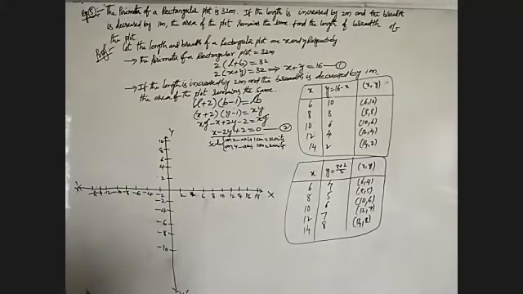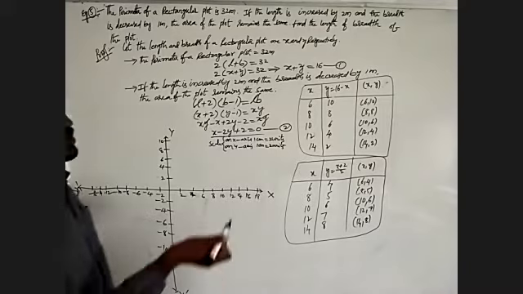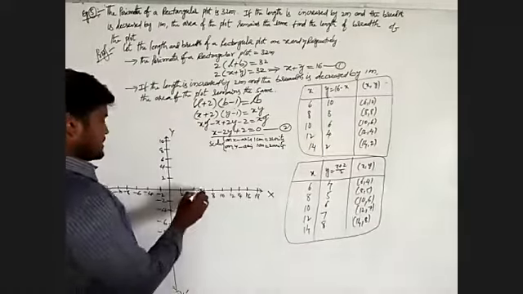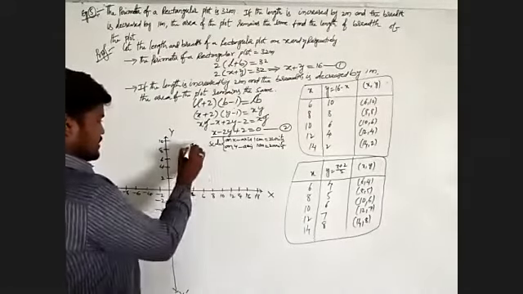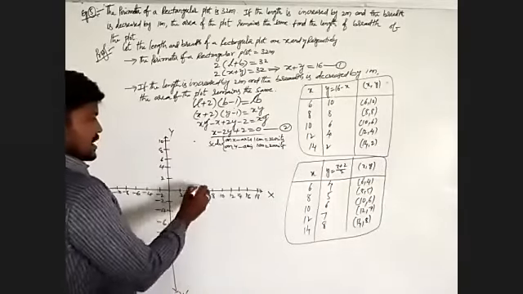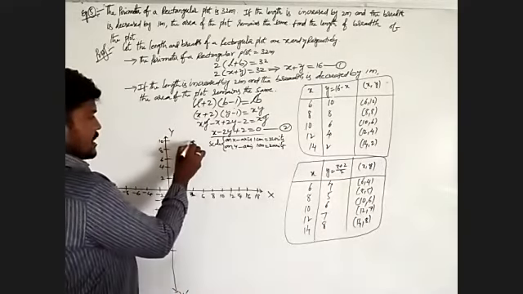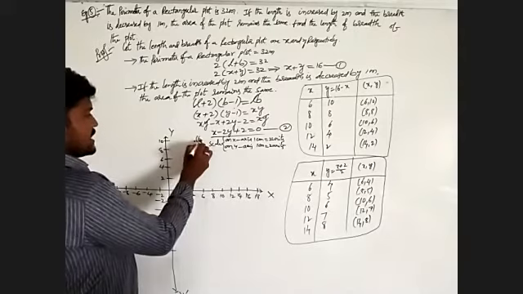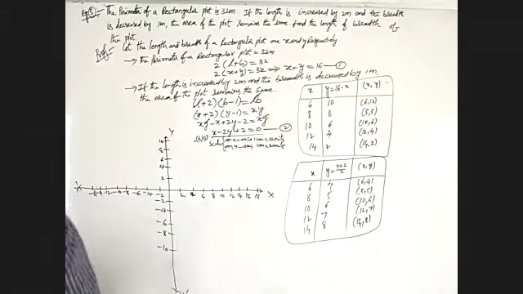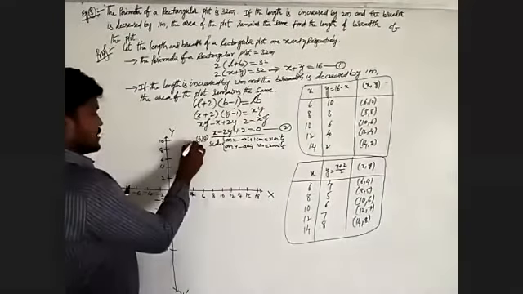The first one is 6 comma 10. For the x coordinate we take 6, and for the y coordinate we take 10. This is 6, this is 10, and it must be plotted in this place. On the x-axis we take 6, on the y-axis we take 10. This is the plotted point 6 comma 10.